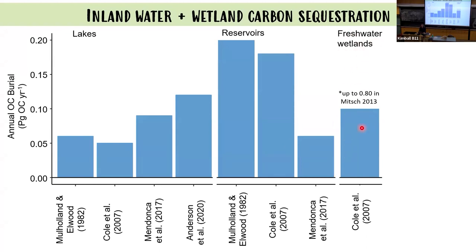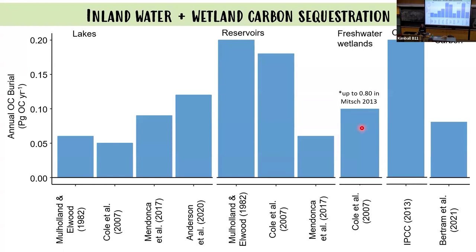But all of these numbers are on the same scale as oceans, how much carbon is accumulated in our oceans each year, and how much carbon is being accumulated in coastal areas called blue carbon. And you've probably heard about blue carbon. I think they've got a great PR strategy and campaign because you never hear about inland water carbon storage. You always hear about wetlands or about coastal areas. But these inland waters may be storing just as much carbon, if not more.